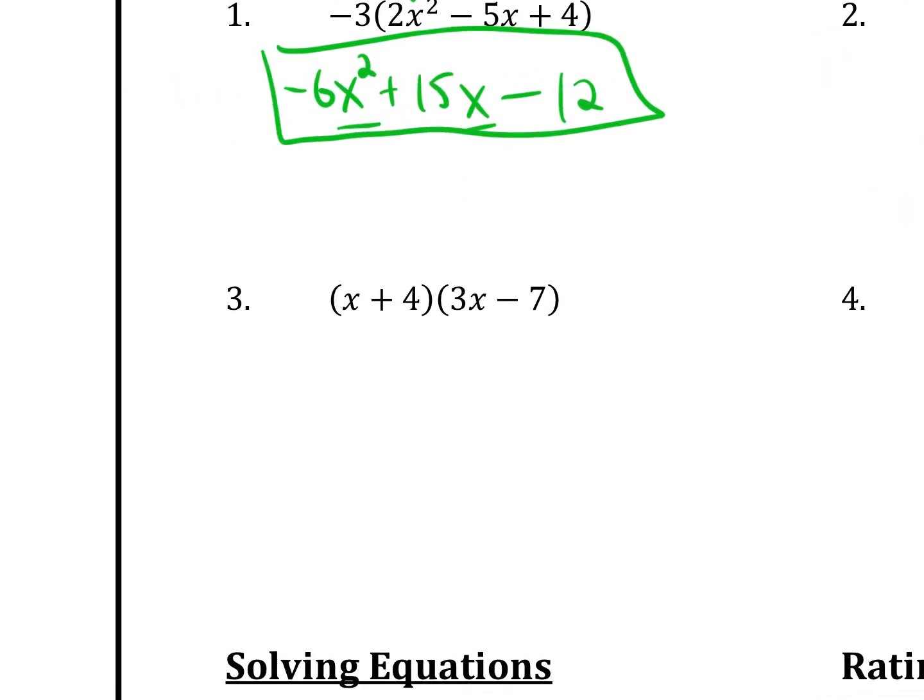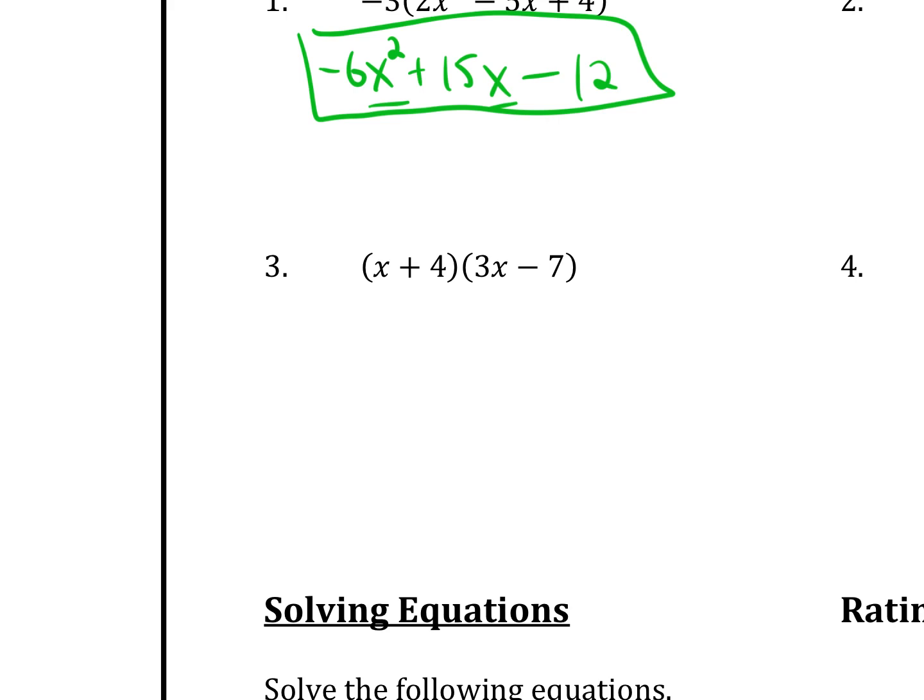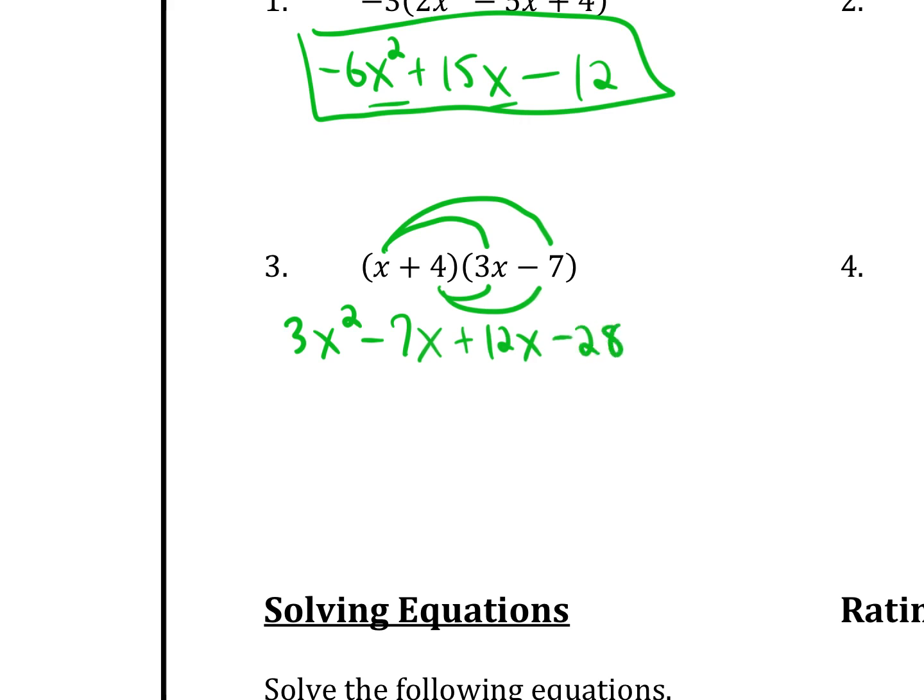All right, so for number 3, we're actually doing multiple distribution things happening here. So let's see how this goes. We've got to multiply everything in one by everything in the other. So we got x times 3x is going to be what? It's going to be 3x squared. How about x times negative 7? Negative 7x. How about 4 times 3x? That is 12x. And how about 4 times negative 7? Negative 28.